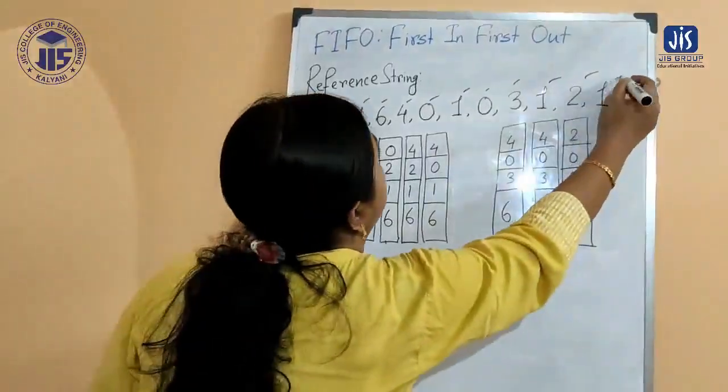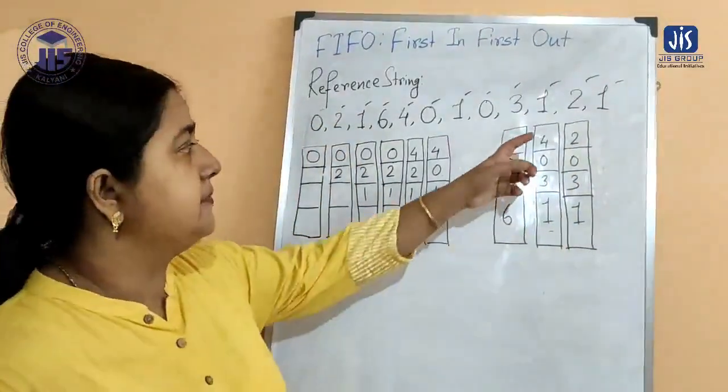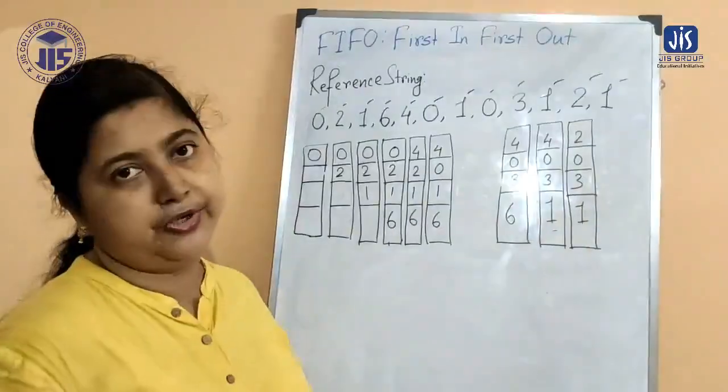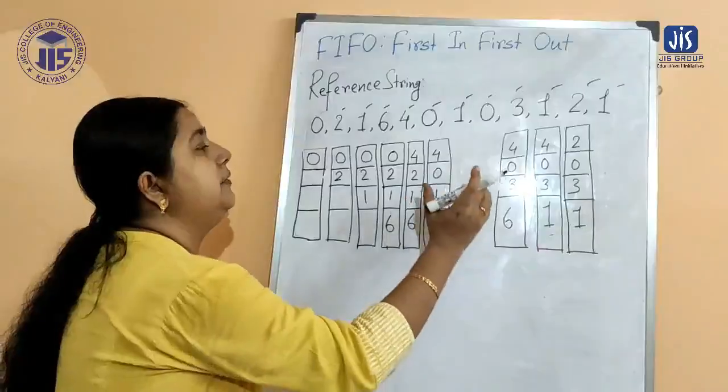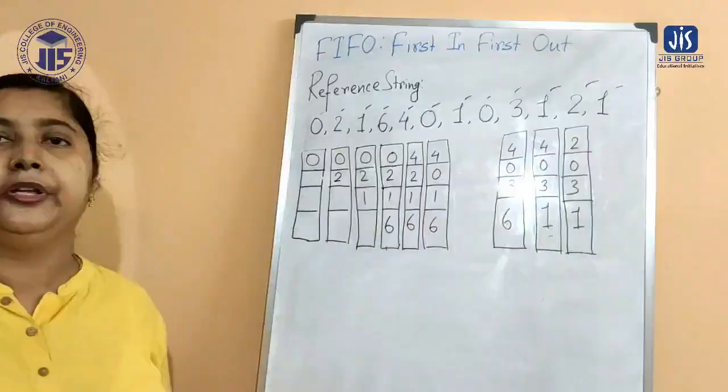Now 1 is my last reference, so I am searching for it. 1 is there, so no page fault will be generated. So this is the FIFO page replacement algorithm.